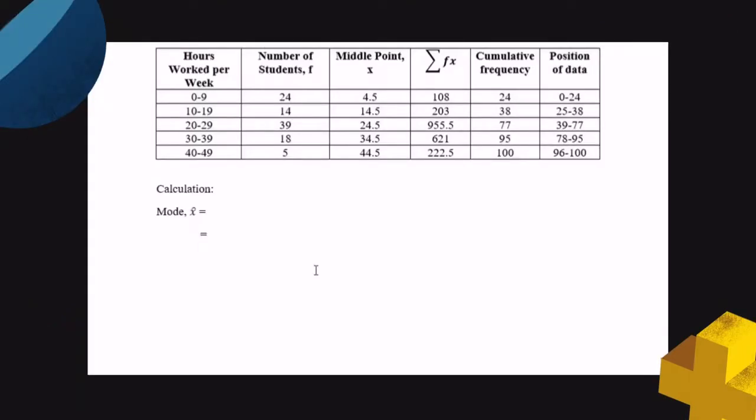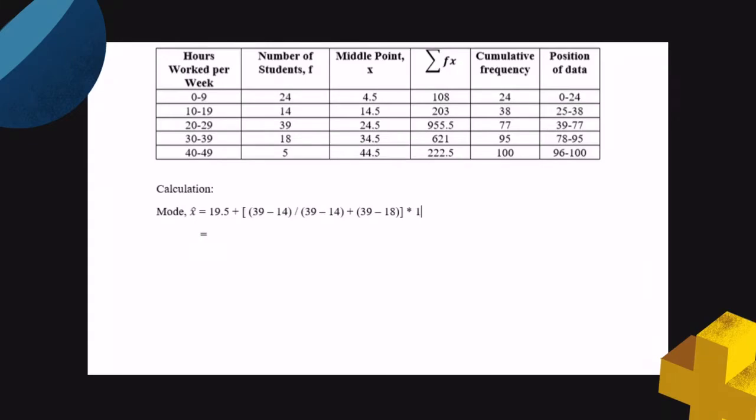To find the mode, we need to solve everything in the brackets first. The first bracket stands for the number of students that have the highest frequency minus the frequency of the class before the class containing the mode. Second step, the value for the second bracket is the same as the first bracket. And the last bracket stands for the highest frequency minus the frequency of the class after the class containing the mode. And then we have to add the values from the second and third brackets.